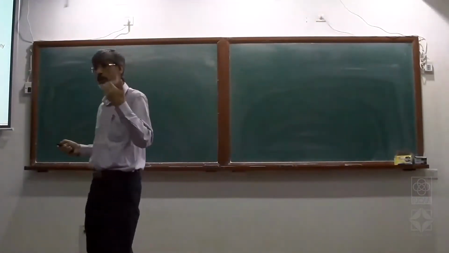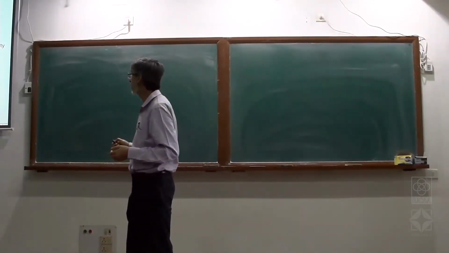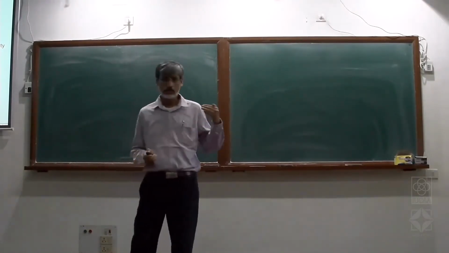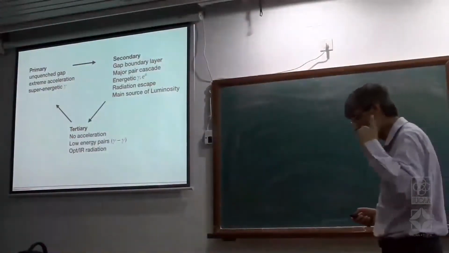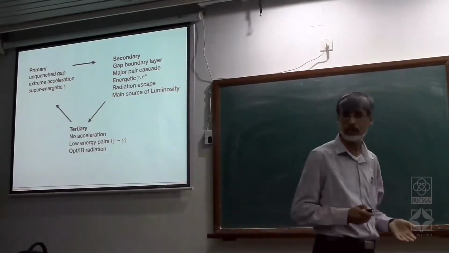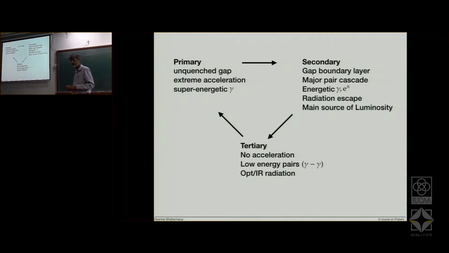In the secondary region is where they are doing the major part of pair production. So this is a gap boundary layer. Major pair cascade is happening over there. Energetic gamma rays are produced. So you produce first generation gamma rays which are very high energy. They will immediately pair cascade. They can't leave that region. The pair optical depth is very high, in primary, in secondary region as well. Those which are extremely energetic, getting produced in primary, are getting broken up there only, right?